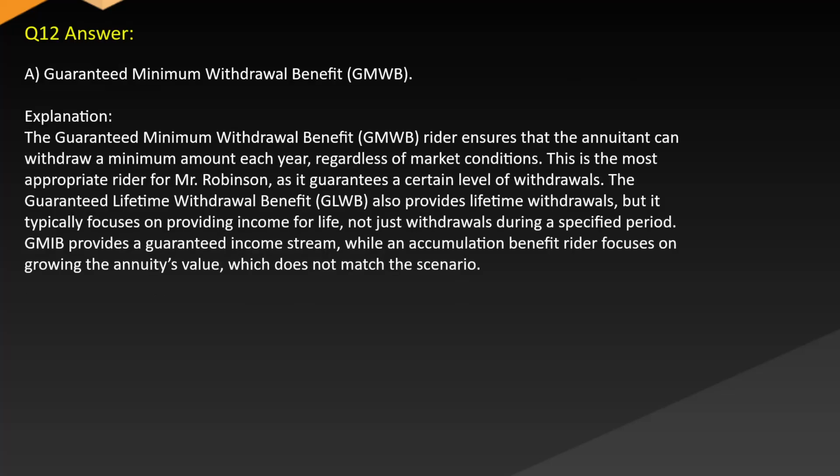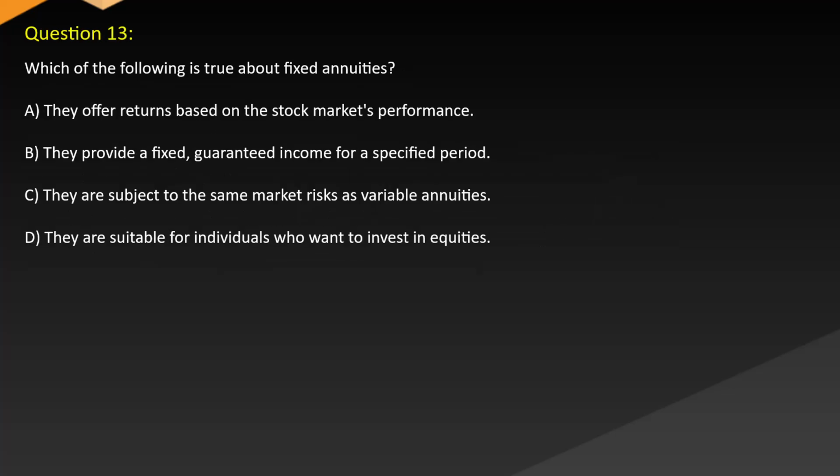Answer. A. Guaranteed minimum withdrawal benefit. Explanation. The guaranteed minimum withdrawal benefit rider ensures that the annuitant can withdraw a minimum amount each year, regardless of market conditions. This is the most appropriate rider for Mr. Robinson as it guarantees a certain level of withdrawals. The guaranteed lifetime withdrawal benefit, although it provides lifetime withdrawals, typically focuses on providing income for life, not just withdrawals during a specified period. GMIB provides a guaranteed income stream, while an accumulation benefit rider focuses on growing the annuity's value, which does not match the scenario.